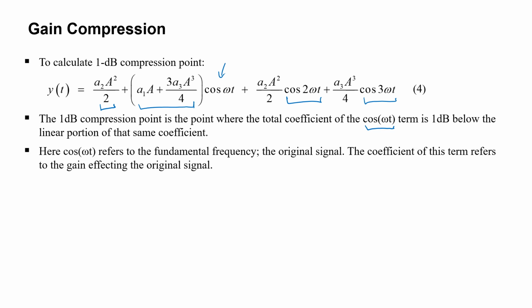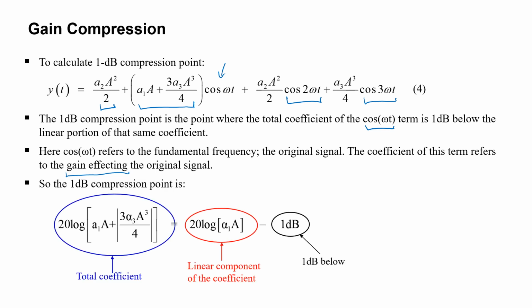Here cos omega t refers to the fundamental frequency, that is the original signal at the input. The coefficient of this term refers to the gain affecting the original signal. So alpha 1 a plus 3 alpha 3 a cube over 4, in whole bracket, is my gain value.